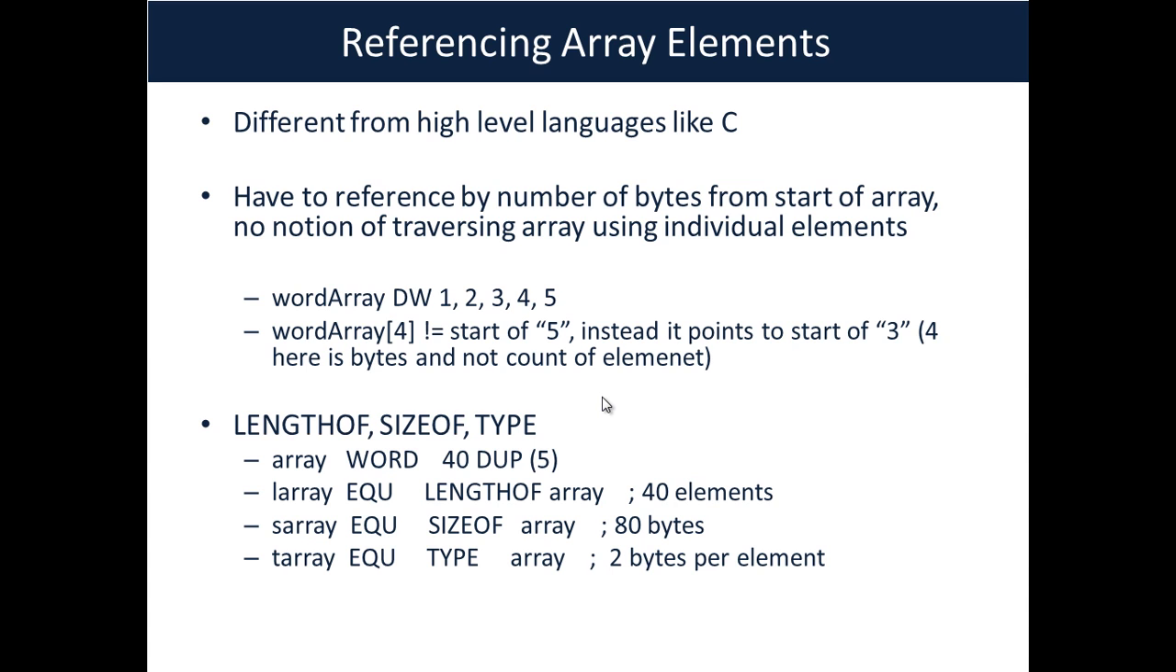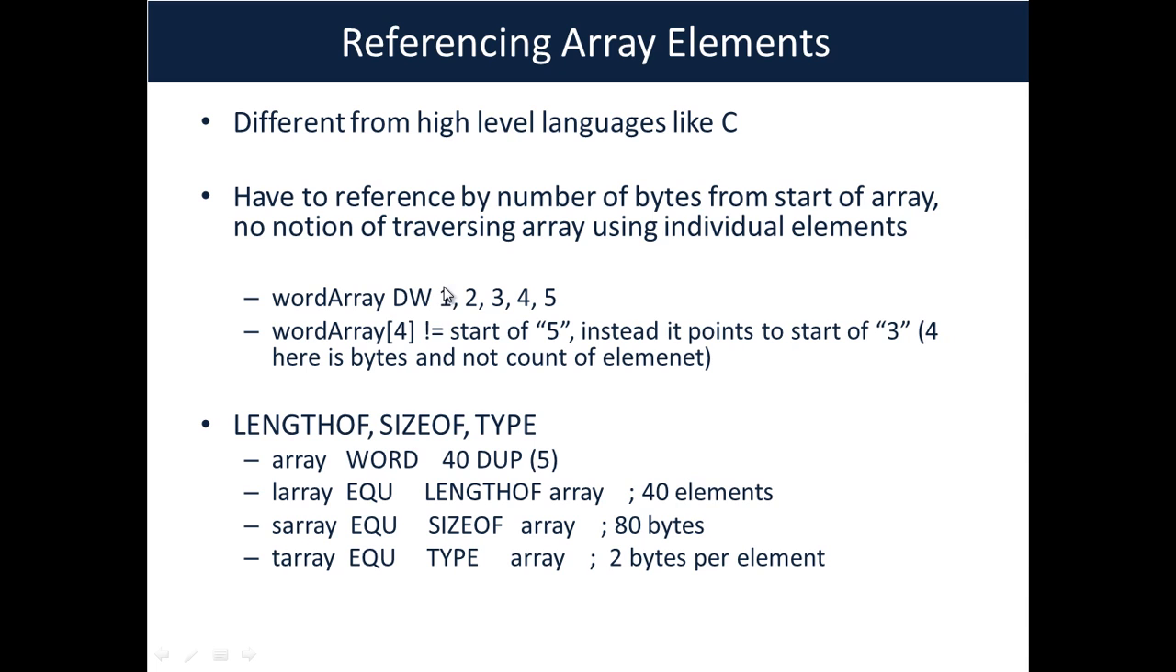What do I mean by that? Let's say I define a word array, in this case it's actually a DWORD array, and have 5 elements in it called 1, 2, 3, 4, 5. Now word array 4 does not mean the 5th element, which is 5. Instead, what it means is that basically start counting 4 bytes from the beginning, and actually this means the start of the element 2.